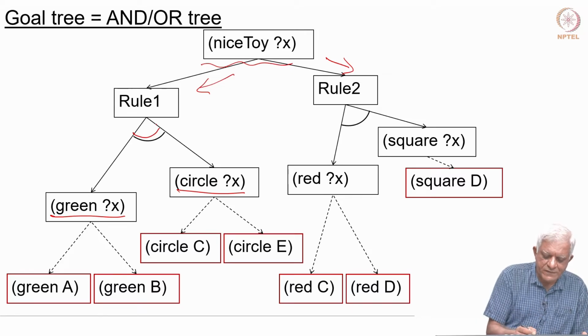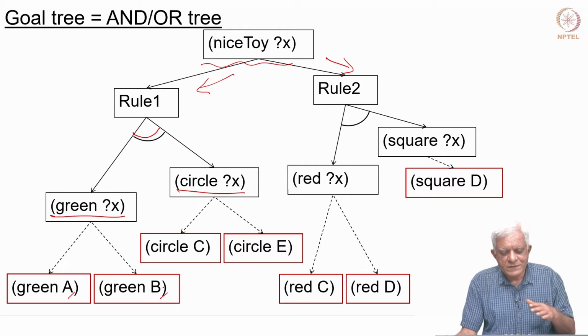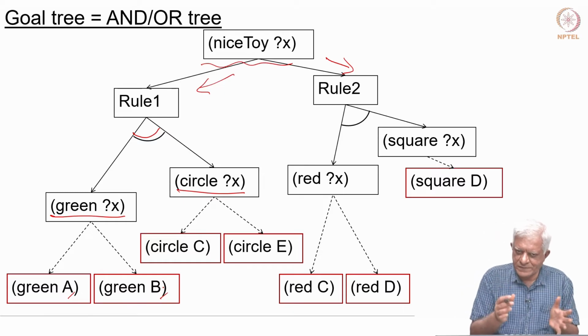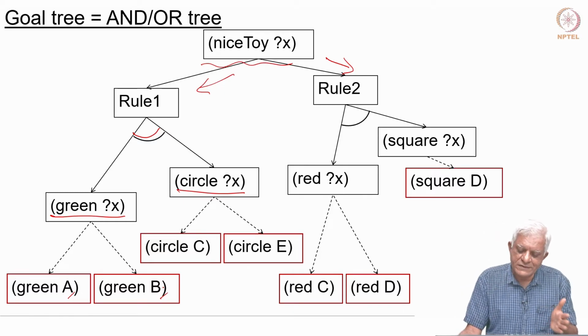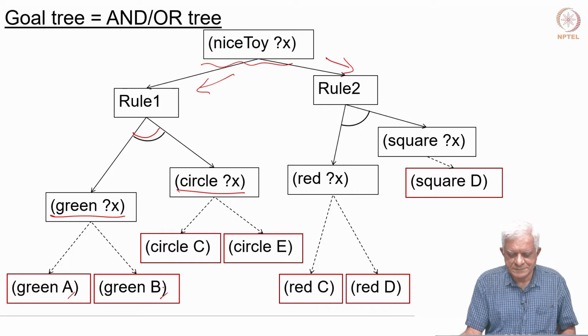And then of course, we have the facts that if you want to show that something is green, you can show that yes, A is green, or you can show that B is green. So, you can try both options, and that is again an OR choice. So, to show that there exists a nice toy in our knowledge base, we will have to search over this space somehow, and that is what backward chaining has to do essentially.